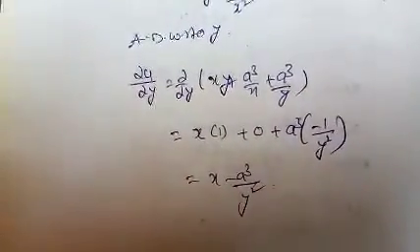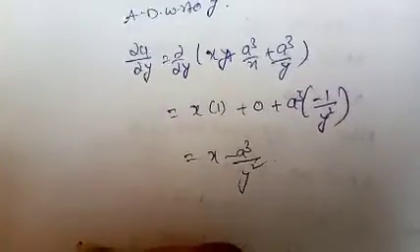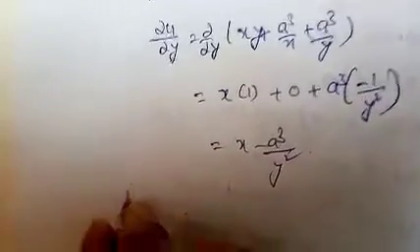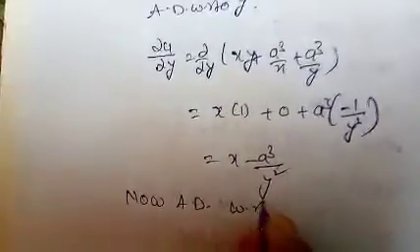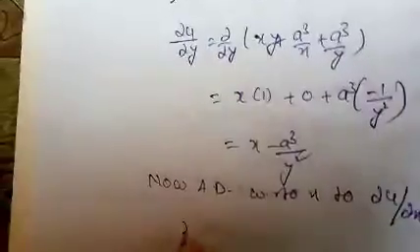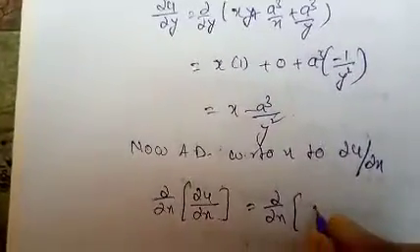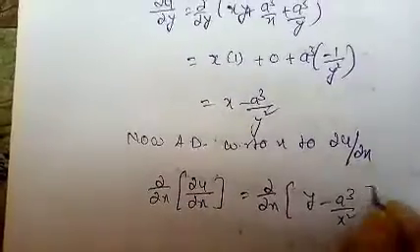So now again differentiating with respect to x the function dou u by dou x. So then we are getting the value, call it r, say. So now again differentiating with respect to x the function dou u by dou x. So then dou by dou x of dou u by dou x, which implies dou by dou x of what is the function of dou u by dou x? y minus a cube by x square.